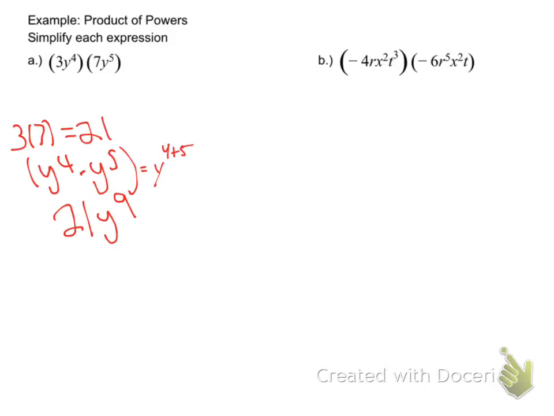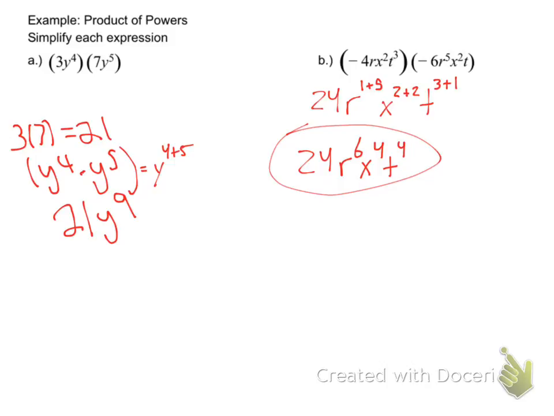Part B. Notice again, everything is multiplied, so do I really need the parentheses? No. So what's negative 4 times negative 6? 24. And then it's r to the... Ooh. R to the first? Or r by itself is really r to the 1 plus 5, right? And then x to the 2 plus 2, and t to the 3 plus 1. That's your first step, guys. And from here, we put it all together. It'll be r to the 6, x to the 4th, and t to the 4th. Done. They're not the same.